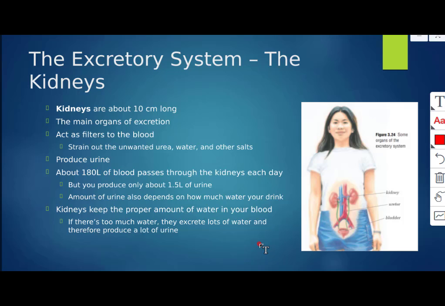About 180 liters of blood passes through the kidneys each day, but only about 1.5 liters of urine is actually produced. Most of that blood that's passing through the kidneys returns back to the body. The amount of urine that's produced also depends on how much water you drink that day. A function of the kidneys is to make sure that there's the proper amount of water in your blood. If there's too much water, then the kidneys will excrete that excess water and produce a lot of urine.